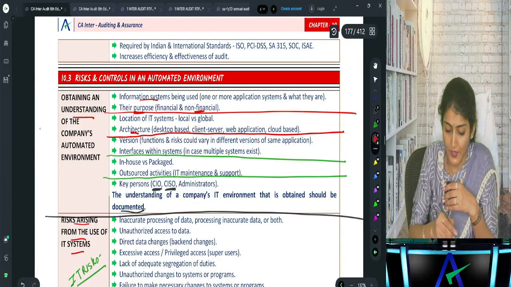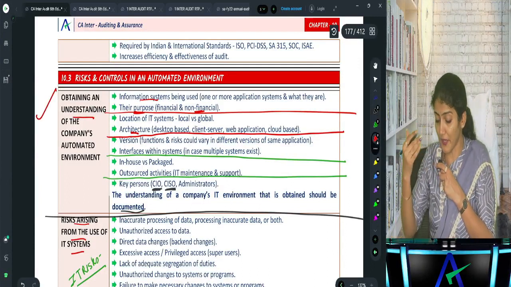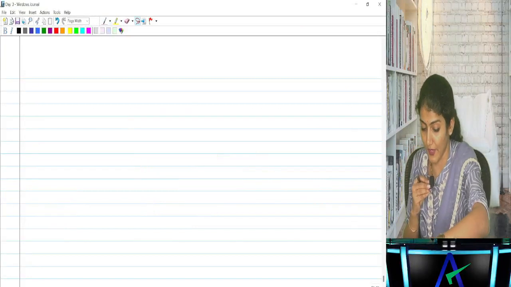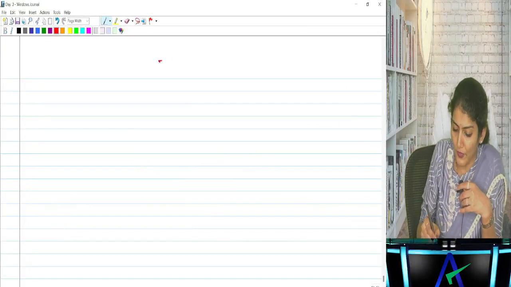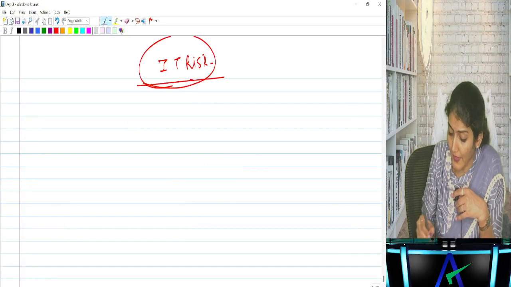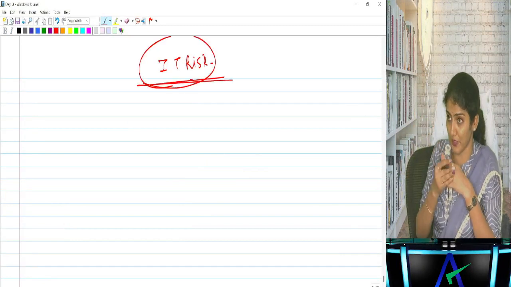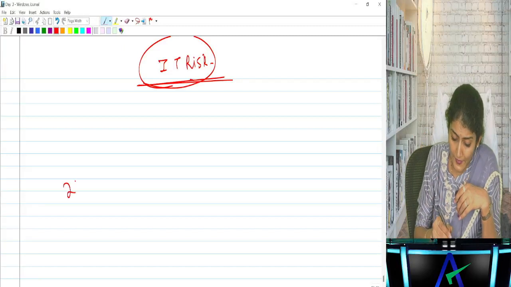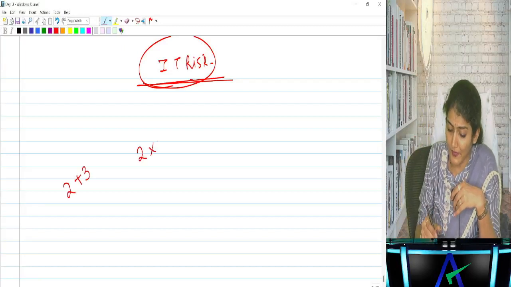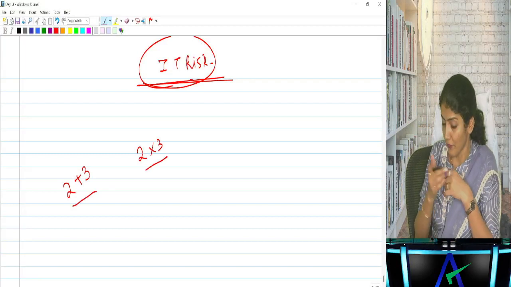Again, a question already asked in your exams, right? Obtaining an understanding of the company's automated environment. Okay, now with the use of computers, obviously there is the IT risk, right? So what are the IT risks with the use of the computer? So what is one risk? That every time you enter 2 plus 3, there is some error in the system, and that is why it thinks it is 2 into 3.